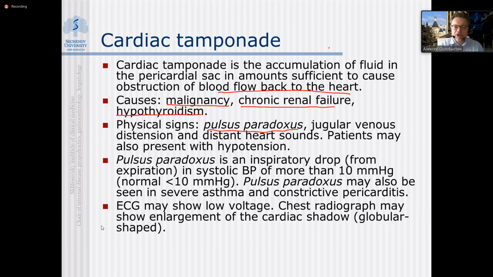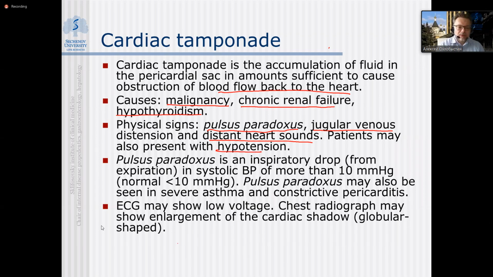There will be distension of superficial and, what's more important, internal jugular veins. Sometimes the patient may develop distant cardiac sounds, so they will be muffled, as if you have some kind of a pillow in between your phonendoscope and the patient's heart. Heart sounds will be heard very distantly. Obviously, due to decreased return of blood, the patient will have a tendency for hypotension.